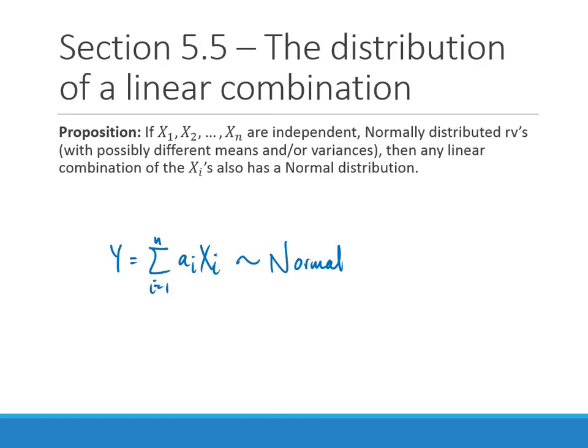And then the mean you can find, the mean will be equal to, again, I'm just adding up the ai's times the mu i's, so maybe the mu's are all different. And the variance will be, since they're independent, I can add this up: ai squared times sigma i squared.